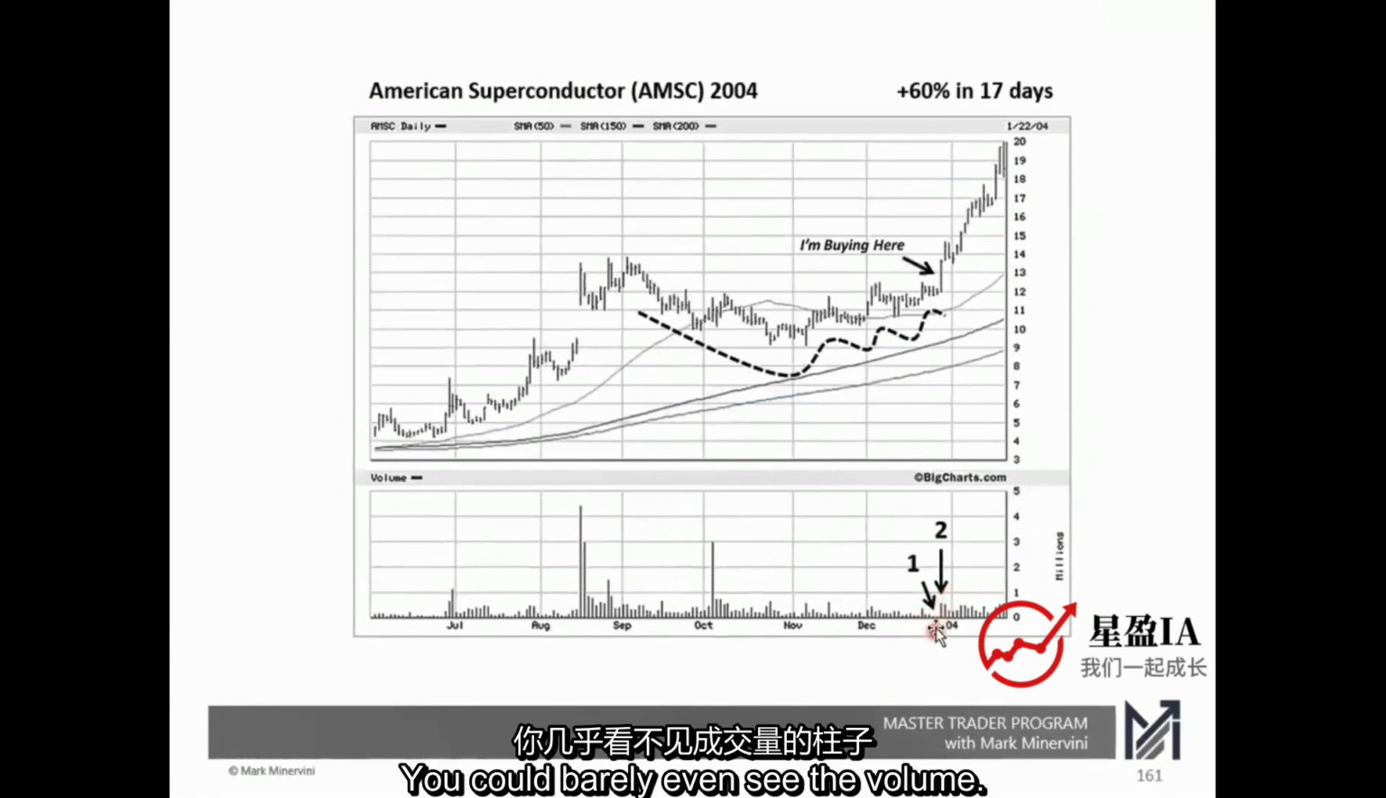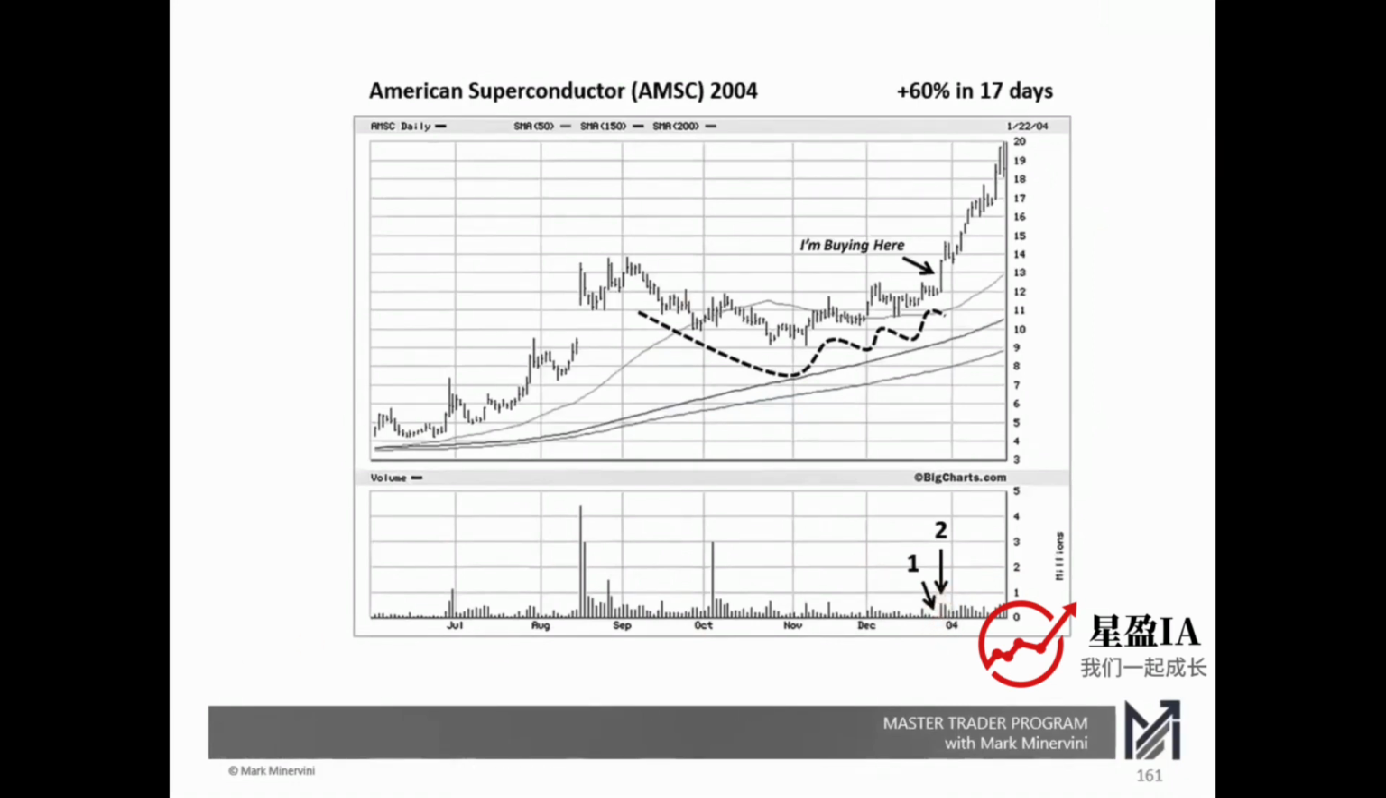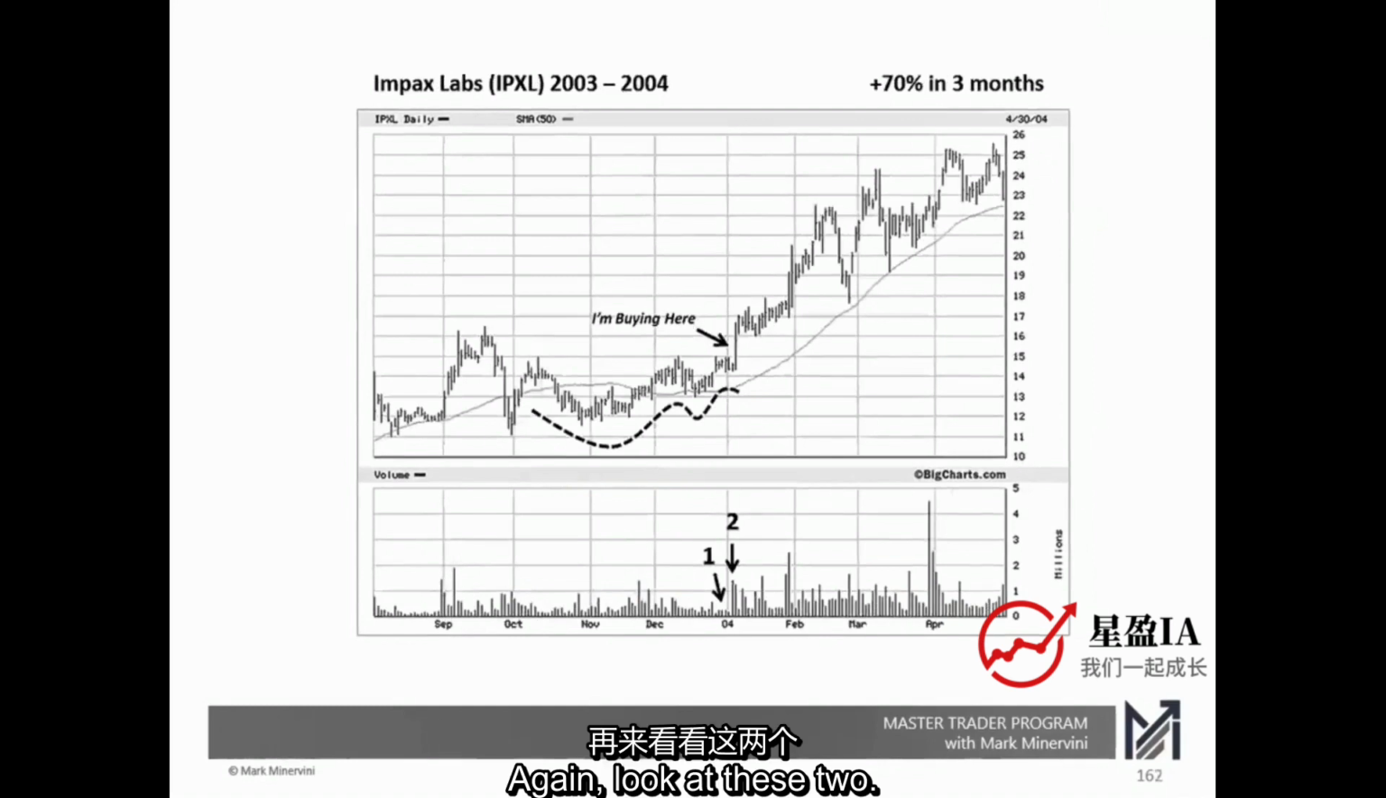Here's the 1-2. Look at, you could barely even see the volume. It's almost non-existent. And then boom, you come back in here. All right, let's look at another one. Again, look at these two. They look almost identical.